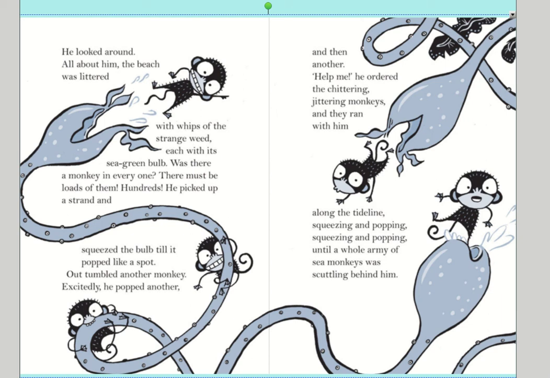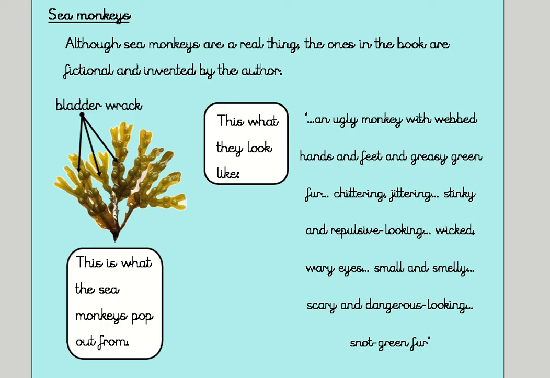Right, so we've learnt quite a lot about the story here, and these sea monkeys have appeared. So that will link to why there were monkeys on the front cover. Just in case you're not sure, sea monkeys are actually a real thing, but the ones in the book are fictional and invented by the author. This here, which is bladderwrack, is what the author has described as what the monkeys pop out from. So you'll see these little dots around, and that's what he's popping like a spot for the monkeys to come out of.